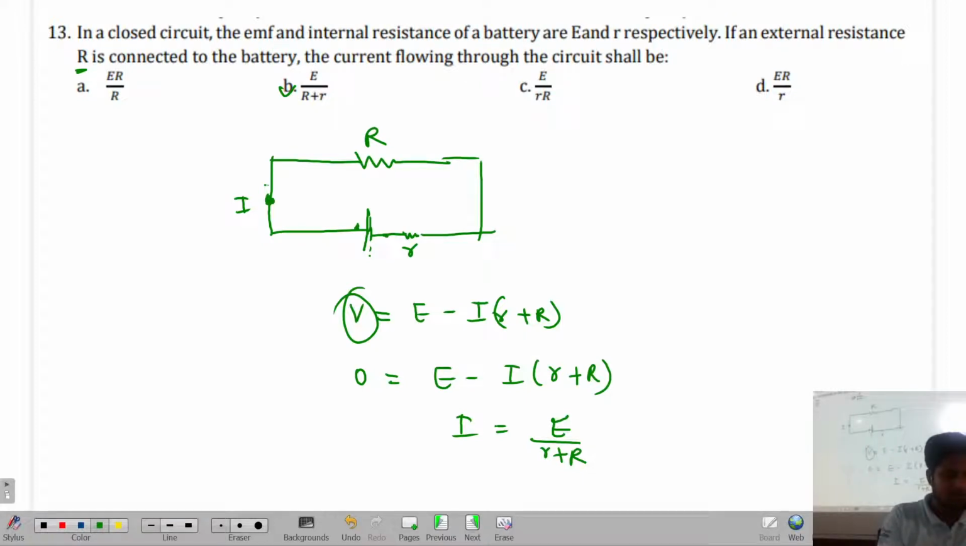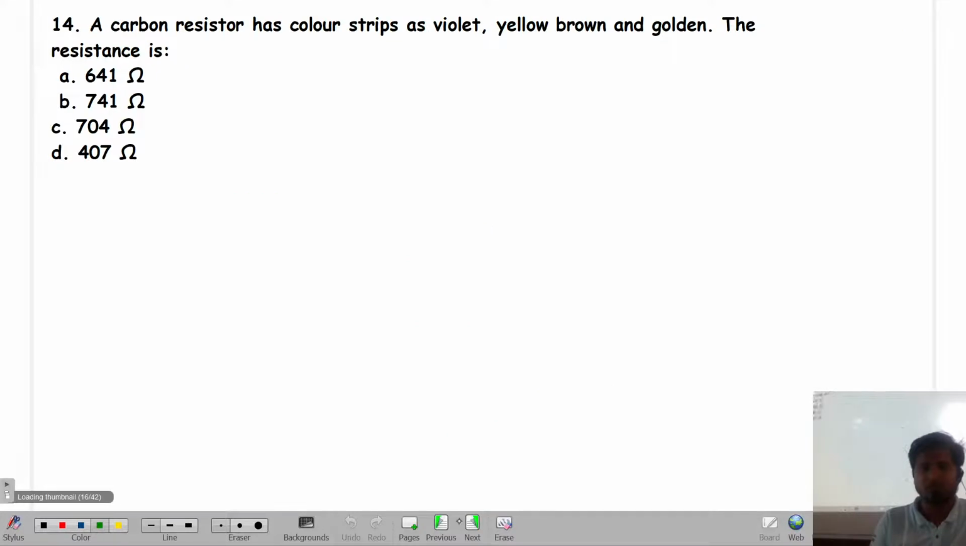Can you move ahead? Now be silent perfectly. Question number 14. Carbon resistor: violet, yellow, brown, golden. Answer 741, yes or no? The color code is BB ROY of Great Britain. Should I write B again? No, sir. Baby Roy of Great Britain.